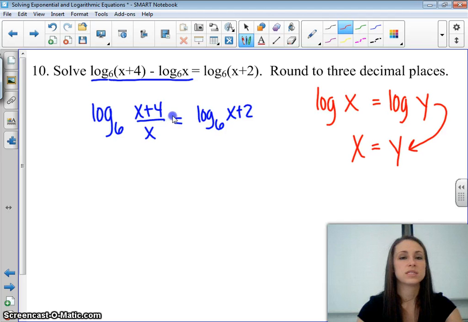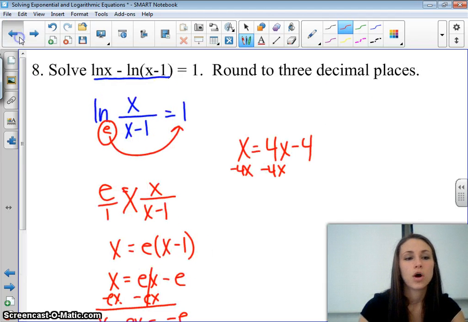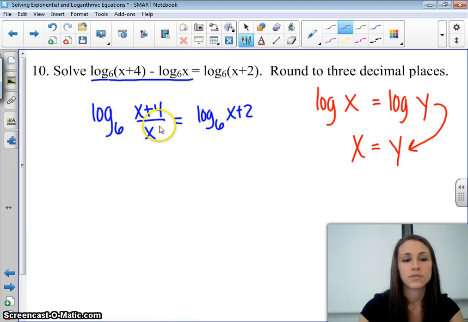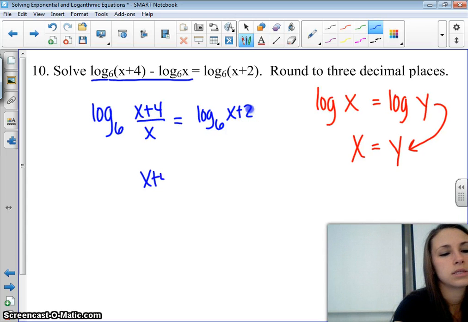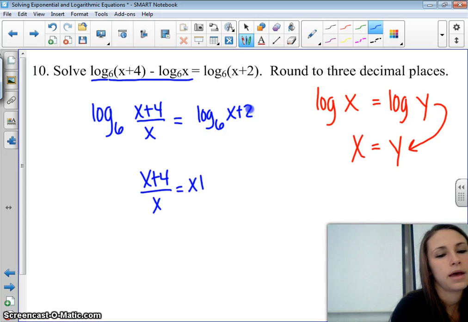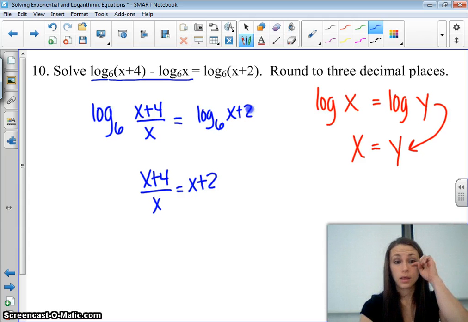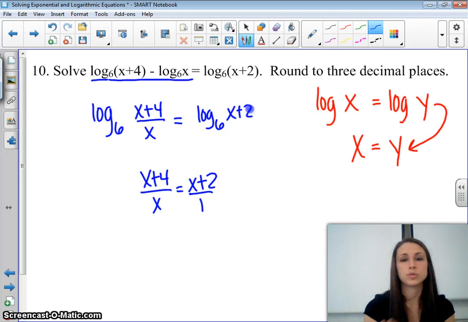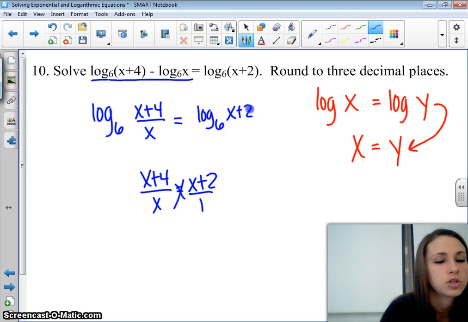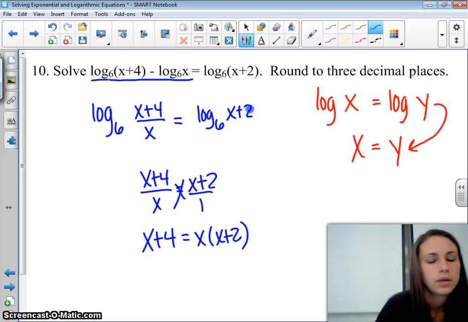So if you have this case, we could not do this on the previous one because I had an ln on this side but no ln on this side. That's when I used the shell snail. But over here, where I've got log base 6 of this equals log base 6 of that, I can go ahead and say that this and that have to be equal. And I can solve that by putting that over 1 and cross multiplying like I did in the previous problem. So I'm just going to cross multiply. This is going to be x plus 4 equals x times x plus 2.